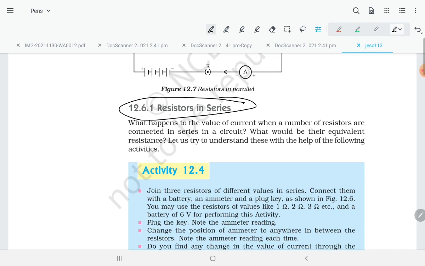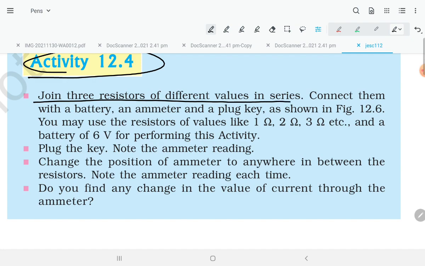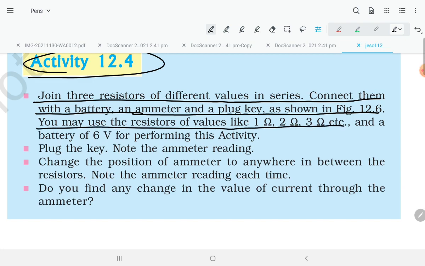What is the meaning of resistors in series? What happens to the value of the current when the number of resistors connected in series in a circuit increases? What would be their equivalent resistance? Let us try to understand these with the help of the following activity. Okay, so here see activity 12.4. Join three resistors of different values in series, connect them with the battery, an ammeter and a plug key as shown in the figure. You may use resistors of value 1 ohm, 2 ohm, 3 ohm, etc. and a battery of 6 volt.